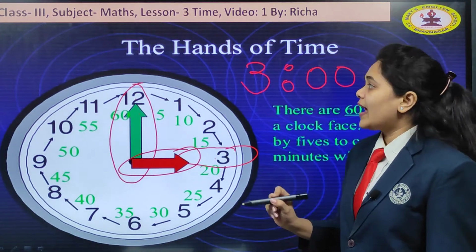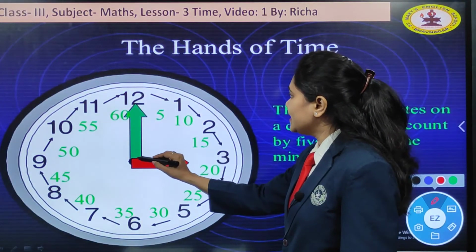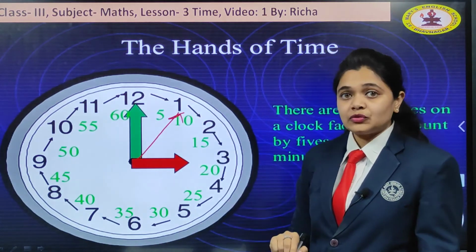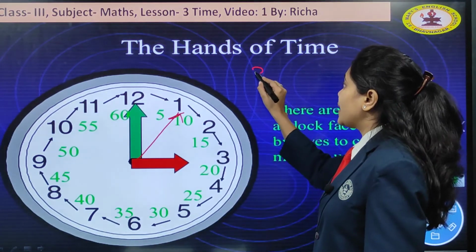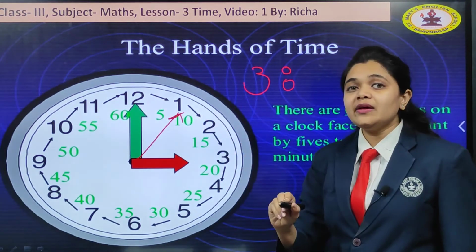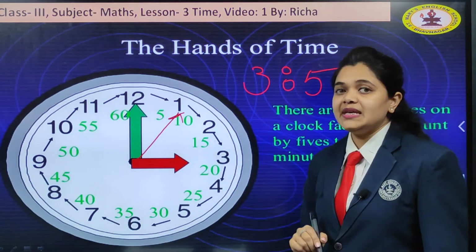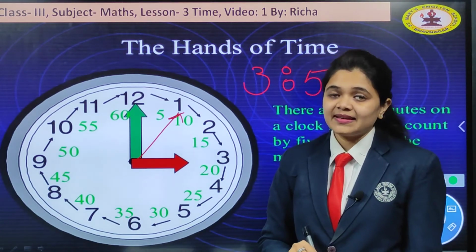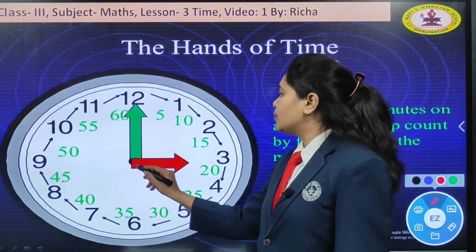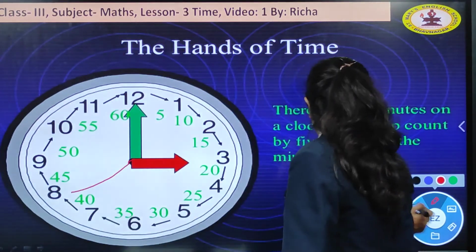Right? Now, as this minute hand moves to the 5, sorry, it moves to the 1. So what will we determine the time as? We will determine 3, and now it is at 1. So, 5 ones are 5. So, our time is 3:05, right?